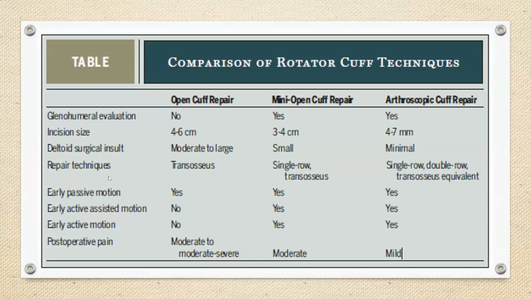However, early assisted and early active movements cannot be allowed in open cuff repair due to the risk of deltoid dysfunction and deltoid dehiscence, but can be allowed when using the mini open technique. So, as you can see, the mini open technique also incorporates most of the advantages of arthroscopic cuff repair as well. Post-operative pain is naturally least with arthroscopic cuff repair, but that's again debatable. Most studies say mini open cuff repairs also have similar pain outcomes as compared to arthroscopic cuff repairs.